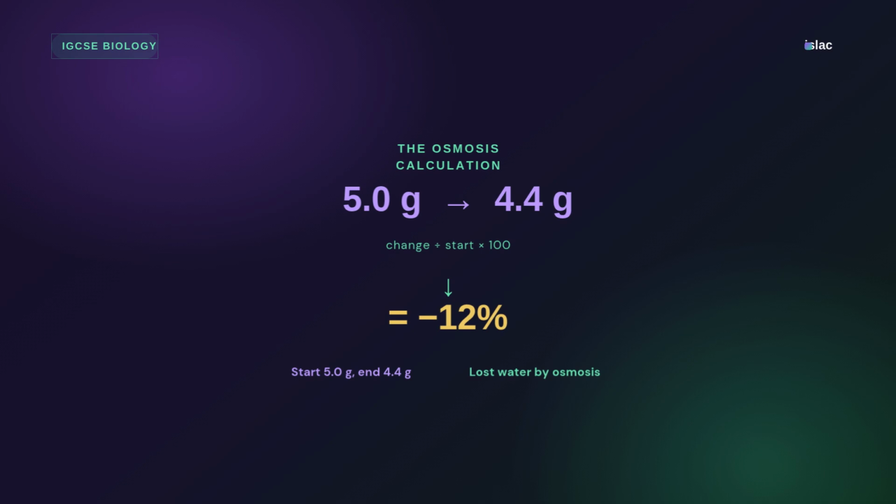Here's the exam skill. Percentage change in mass equals the change in mass, divided by the starting mass, times 100. A chip starting at 5 grams and ending at 4.4 gives minus 12%. It lost water by osmosis.